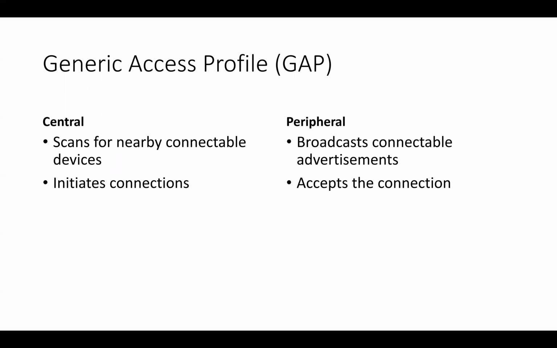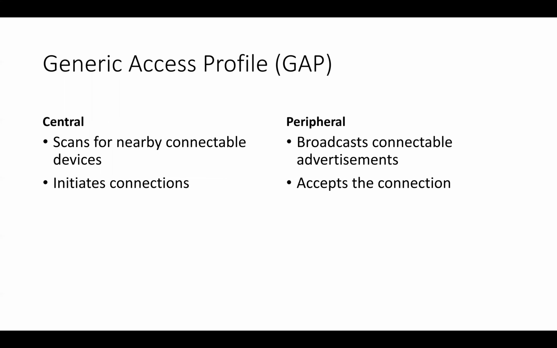The other axis really is called the generic access profile. You saw that on the top left. But this basically defines which device sets up the connection. The central scans for nearby devices, whereas a peripheral broadcasts. So generally my phones are central devices, and the mice or keyboards are these peripheral devices.